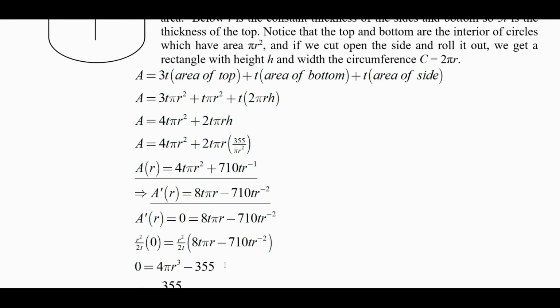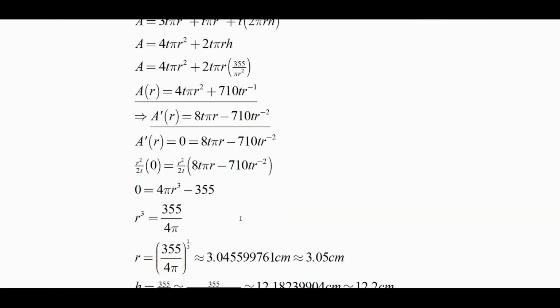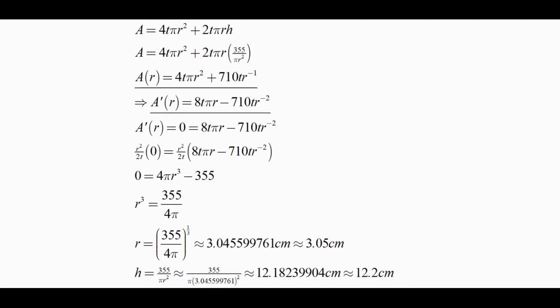So now we've simplified, and notice that the thickness doesn't really go into it. We don't really need to know the thickness because it all washes out right here. And then just solve this for r. Add 355, divide by 4 pi, take the cube root. You get about 3.05 centimeters for the radius. And if you plug that back into our formula for h above, you get about 12.2 centimeters.